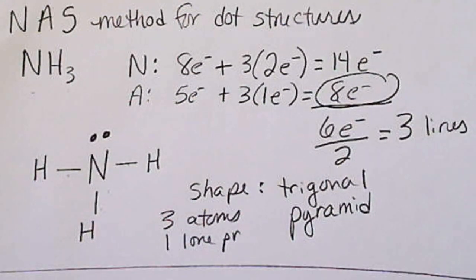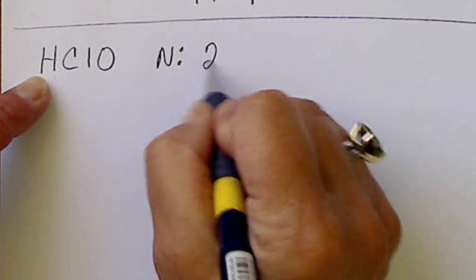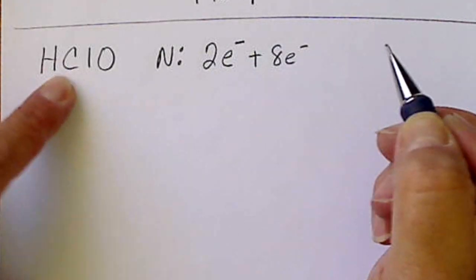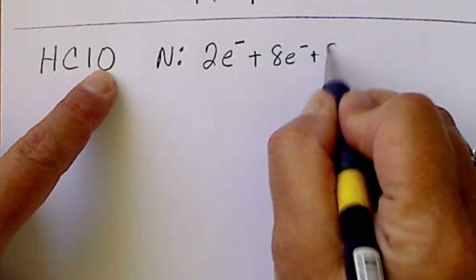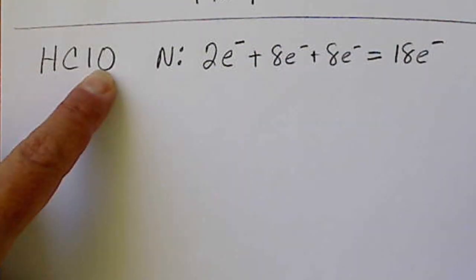So I'm going to do another example. And we could do an example for HClO. This is actually an acid. Whenever we have an H written first, that means we've got an acid, but we still can draw a dot structure for this. The needed, because of that hydrogen only needs 2 electrons, plus 8 electrons for the chlorine, plus 8 electrons for the oxygen. So this is a total of 18 electrons.